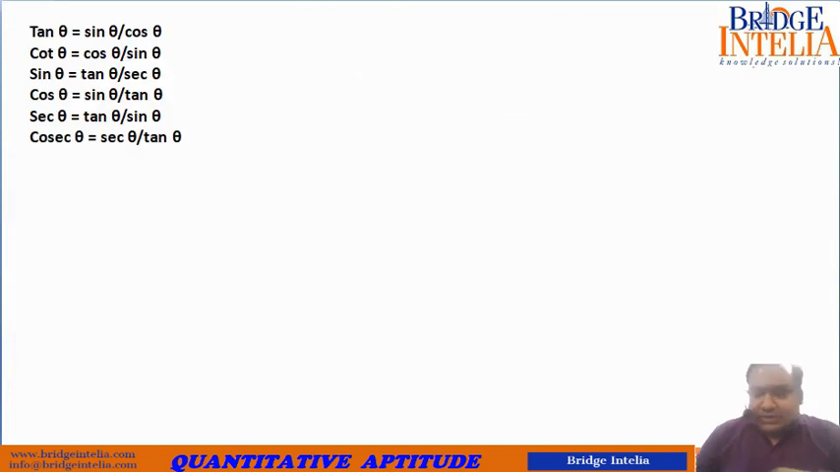As you have already seen, tan theta is a ratio. These terms can also be written as ratios of each other. Tan theta is equal to sine theta by cos theta, as you are aware. Cot theta is equal to cos theta by sine theta, and so on and so forth. These are the basic formulas that one is aware of.